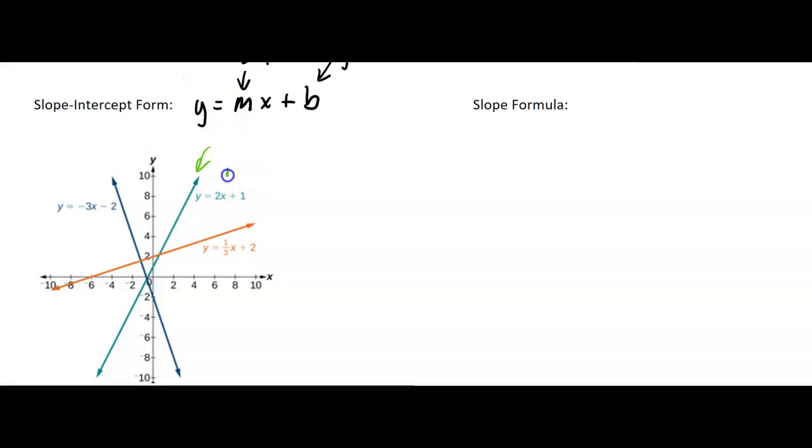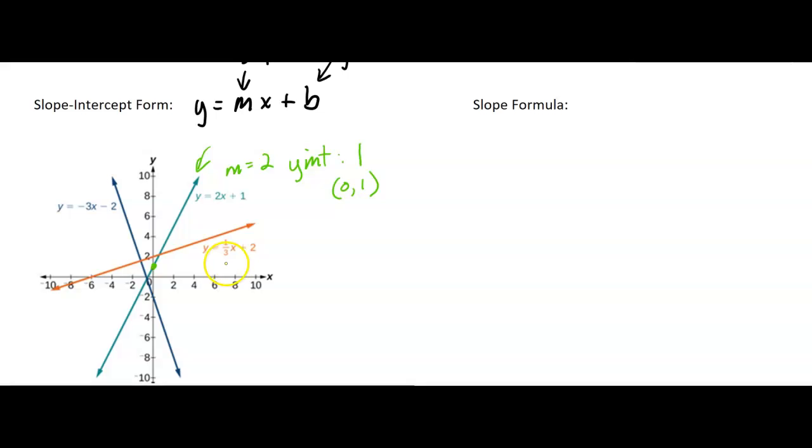We would say the slope is 2, and the y-intercept, I usually abbreviate it like that. Now, sometimes they'll just say the y-intercept is 1. Sometimes they write it as an ordered pair (0, 1). And if you look, there's the y-intercept. There's where it's crossing the y-axis. It's at 1.